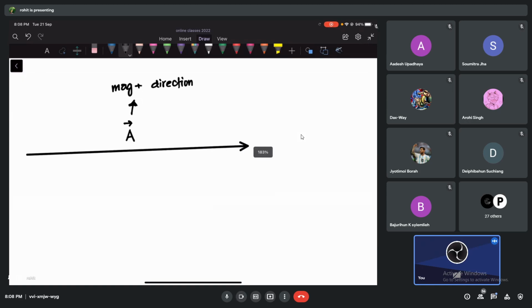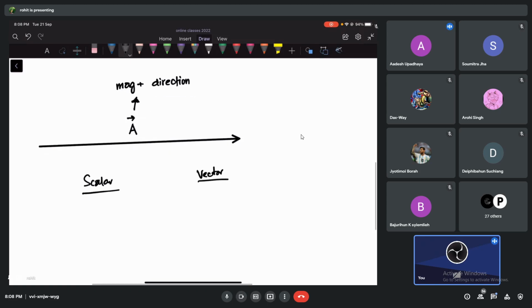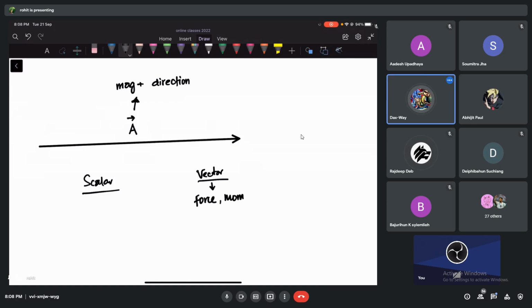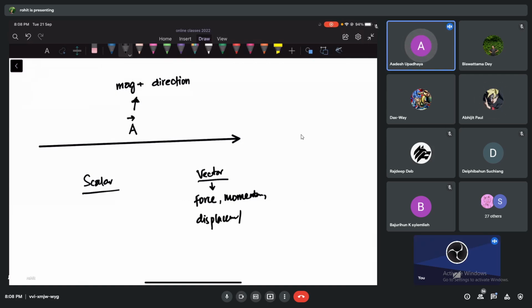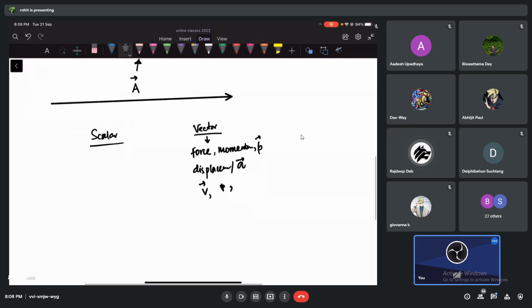Even you have helped me to fill up the difference between scalars and vectors. You told me scalars are only with magnitudes, vectors are with magnitude and direction. So can you fill it up again very quickly? Which quantities are vectors? Force, yes, force has direction and magnitude. Momentum, displacement, yes. Acceleration, yes, acceleration is a vector. Velocity is a vector. Momentum, P, is a vector. Intensity is not a vector, intensity is scalar.